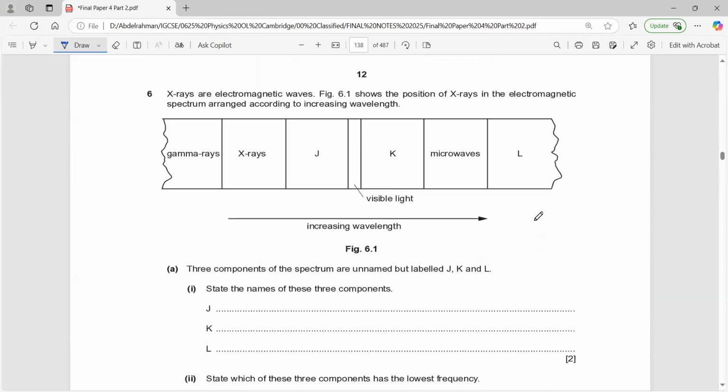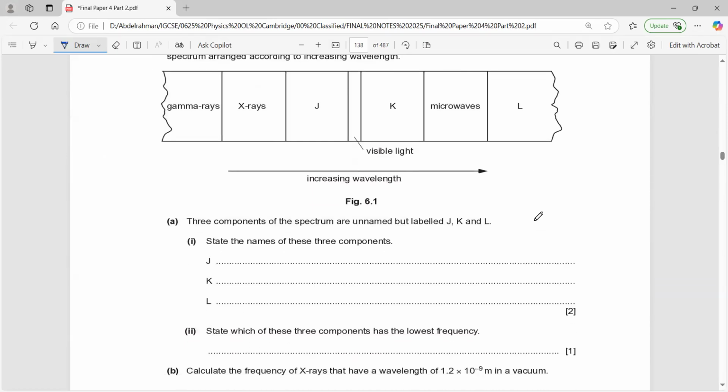Another question. I'm sorry, I said the last question, but I meant to actually solve this question. It's very easy. Let's solve it together. Three components of the spectrum, J, K, and L. Name these components: gamma rays, and I know them. So L is radio waves, then microwaves, then infrared, then visible light, and this is the ultraviolet.